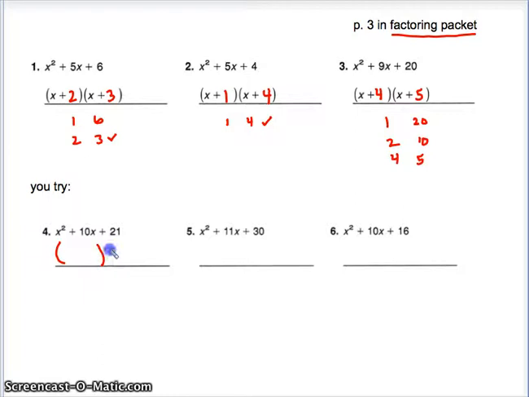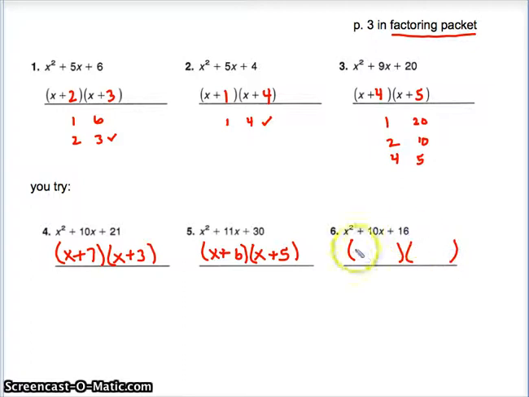Alright, it's time to check your answers here. Always going to fill in x up front because I want to get x squared, so x times x will give me x squared. Now I'm looking for what two factors of 21 will add up to be 10. Looks like 7 and 3 will work. And this next one, we're looking for factors of 30 that add up to be 11. That would be 6 and 5. Okay, last one here. Factors of 16 that add up to be 10. That would be 8 and 2.